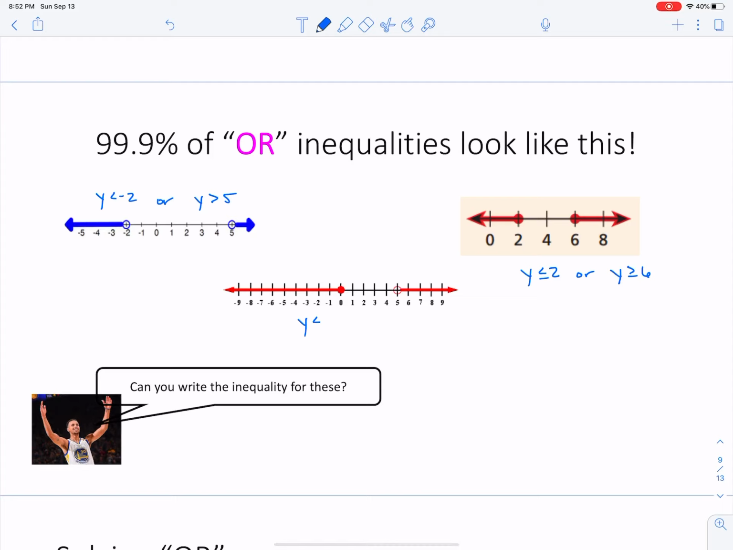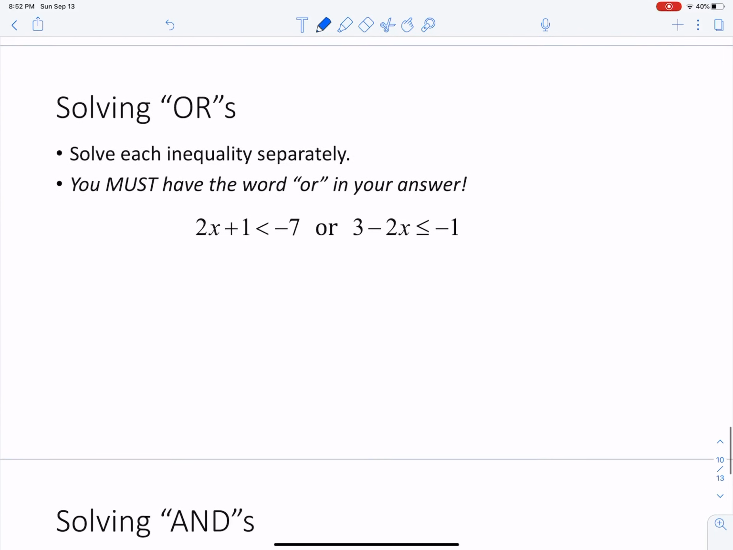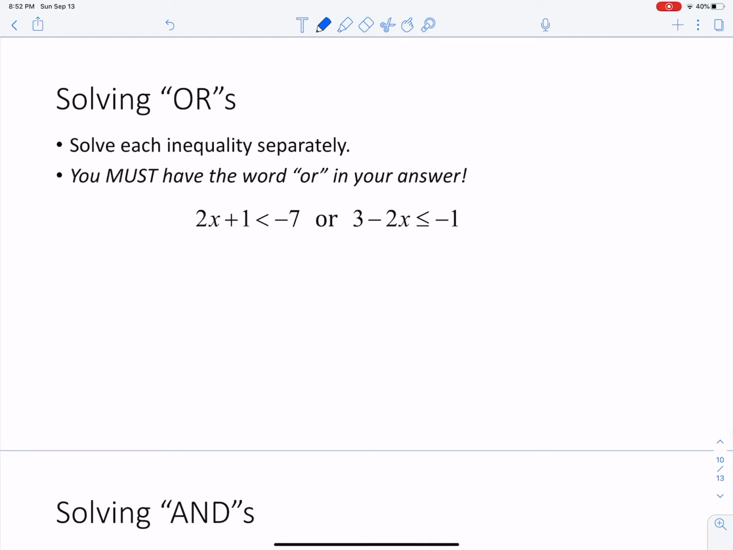Y is less than or equal to 0, or y is greater than 5. Watch those signs with your inequalities. How'd you do? Did you put them in your head? I hope so. I hope you got them all correct. So now we have to, of course, solve these because you guys are pros at solving.